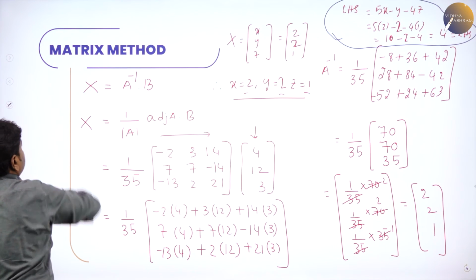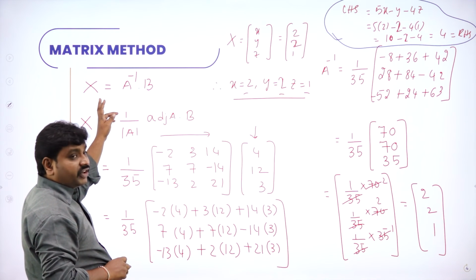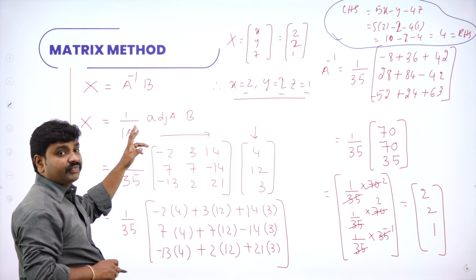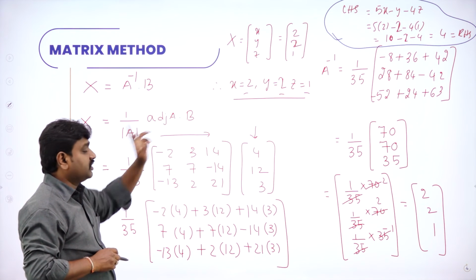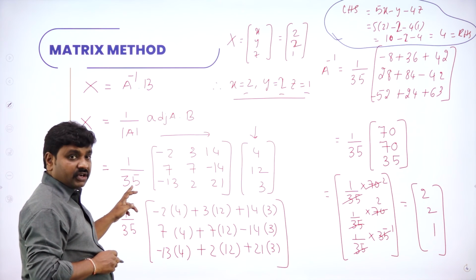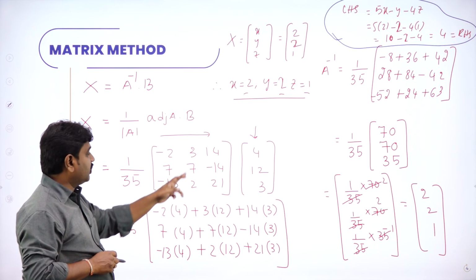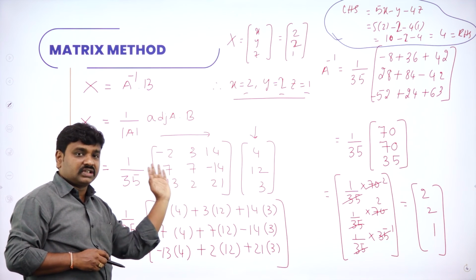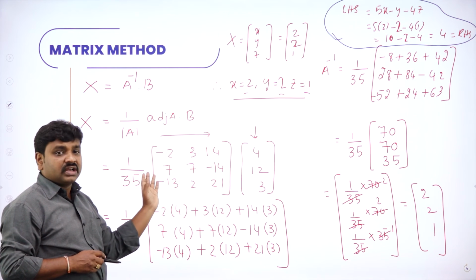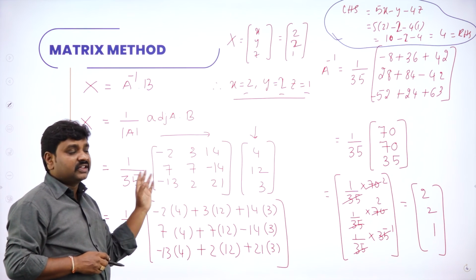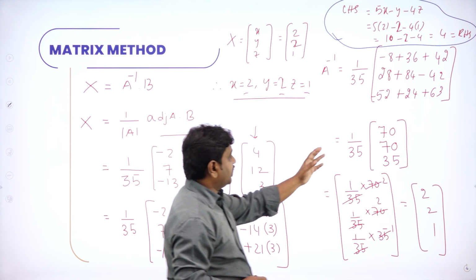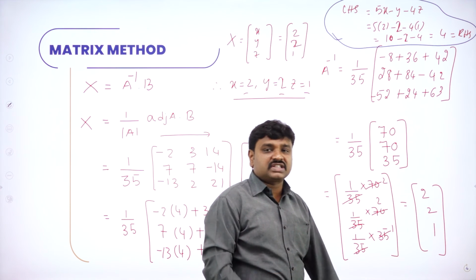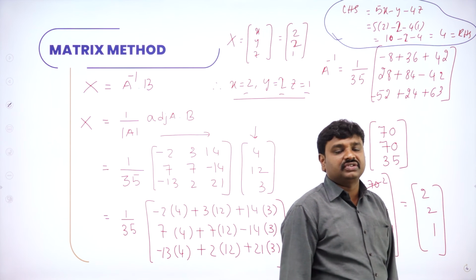After you find the adjoint, you have to find X. X is what? A inverse into B. How to find A inverse? 1 by determinant A into adjoint A, into B as it is. 1 by determinant A we got in the first step, adjoint A in the second step, and B. Now do matrix multiplication. First row with first column gives the first element, second row with first column gives the second element, third row with column gives the third element. After you get capital X, substitute in the LHS of any one equation, and that will give you the RHS.